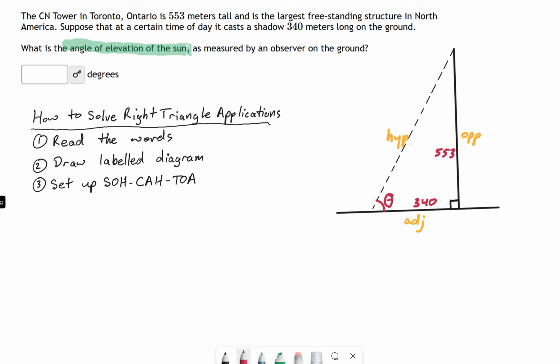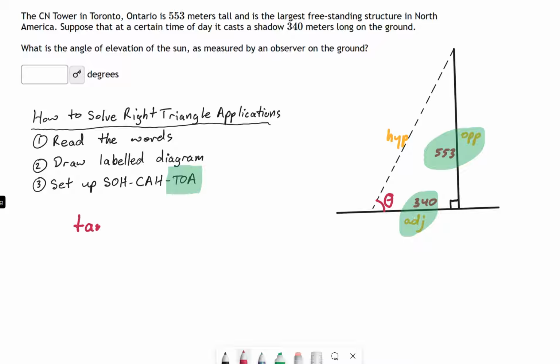And what we're going to do is set up our SOH-CAH-TOA to solve it. So what's important? Is it the SO? Is it the CA? Is it the TOA? Well, think about what we know. I know the opposite, and I know the adjacent, and I want the angle. So which one of these SOH-CAH-TOA things over here has opposite and adjacent in it? It is TOA, right? That's opposite and adjacent right there. And it tells us to use the tangent function.